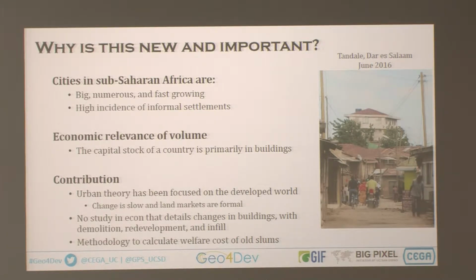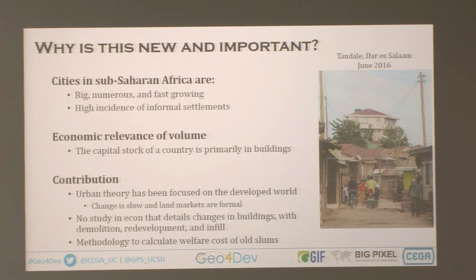So there's important issues here, but what are we doing that's new? So the first is on urban theory. So in economics, typically urban models are created for the developed world. So this means they're either static or they don't incorporate informality.